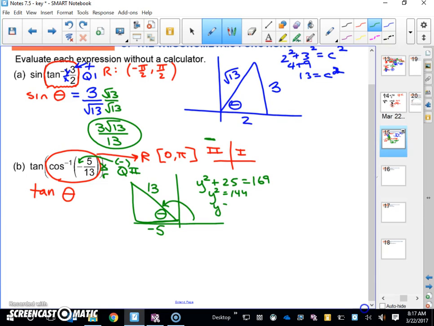Square root, you're going to get plus or minus 12, but in the second quadrant, we know y numbers are positive, so that's positive 12. So we've got all the hard work done. All we need to do is find this tangent ratio. Tangent theta, remember the ratio for tangent is y over x. So your y over x is going to be 12 over negative 5, or negative 12 fifths.